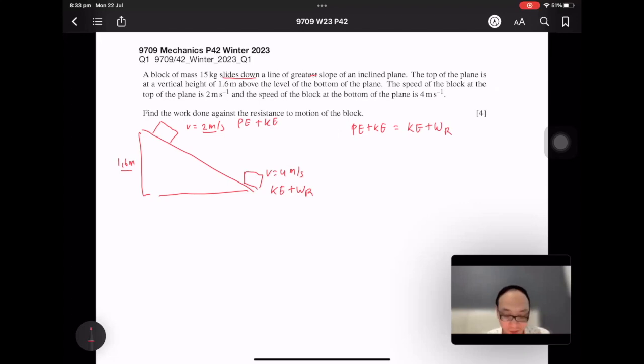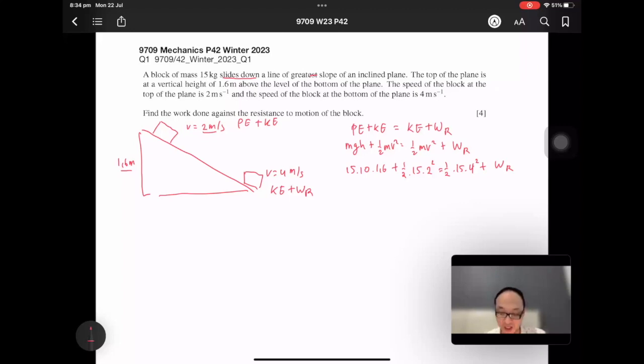So the PE is mgh plus half mv squared equals half mv squared plus work done against the resistance. So we can just put all the information here. So 15 times 10, the gravity, times 1.6 plus half times 15 times 2 squared equals half times 15 times 4 squared plus the work done against the resistance.